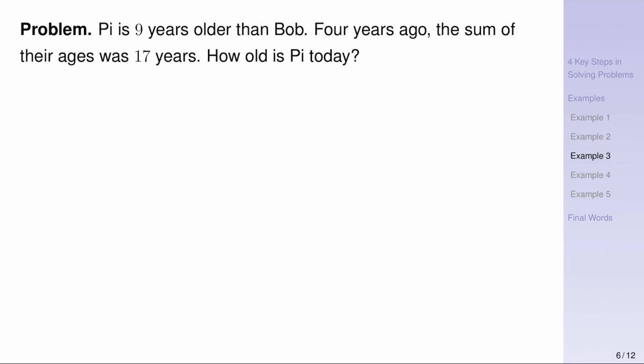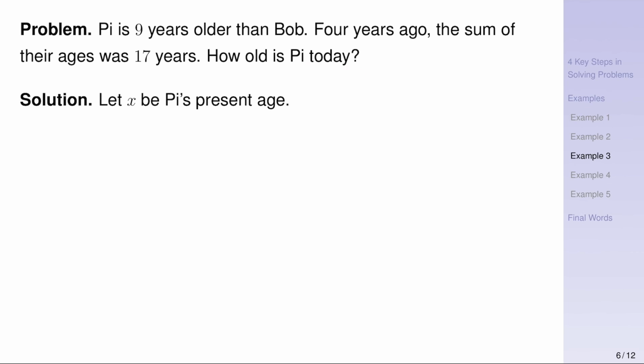Third problem. Pi is 9 years older than Bob. 4 years ago, the sum of their ages was 17 years. How old is Pi today? The quantities involved here are ages, and we have two distinctions. One is 4 years ago and the other one is today. So let's try to name these things out here.